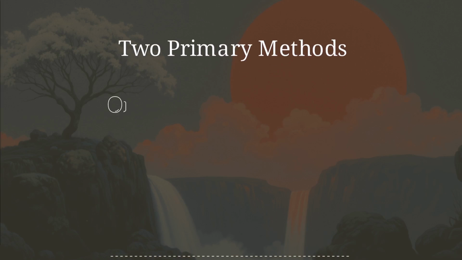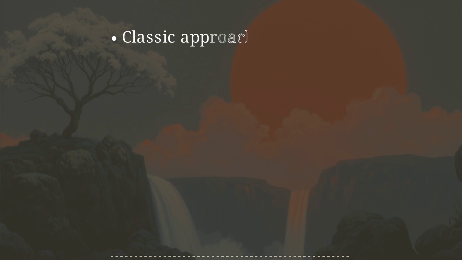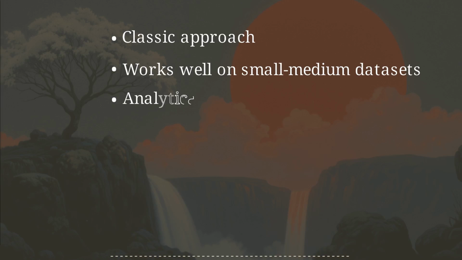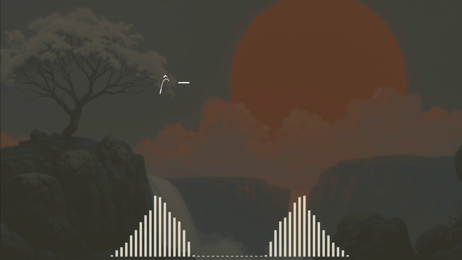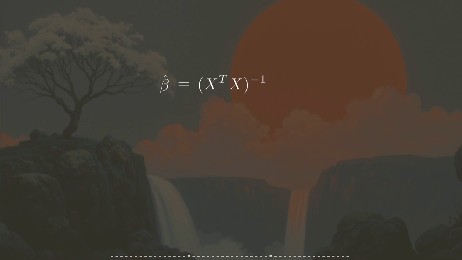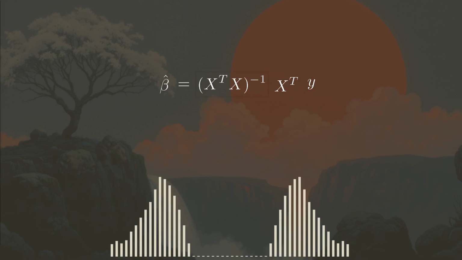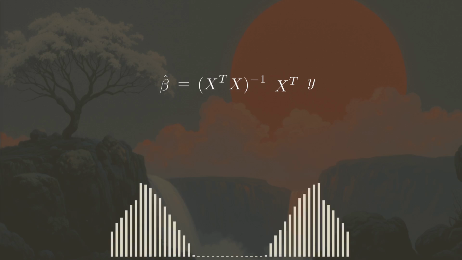The first one is ordinary least squares. This is a classic approach. Works well with small to medium-sized datasets. And the most important thing about it is that it's analytical, meaning we get the solution in one shot using a closed form formula derived from minimizing the residual sum of squares. And this is the formula. You just plug in the X matrix, you calculate, and boom, you get your coefficients.